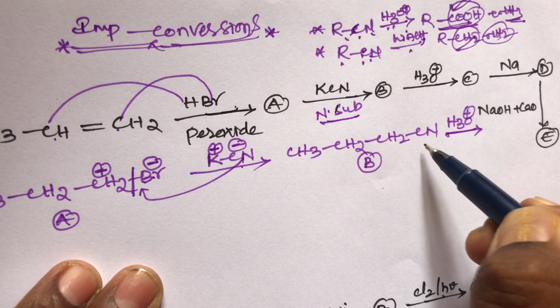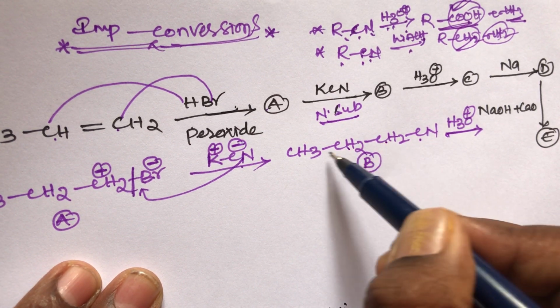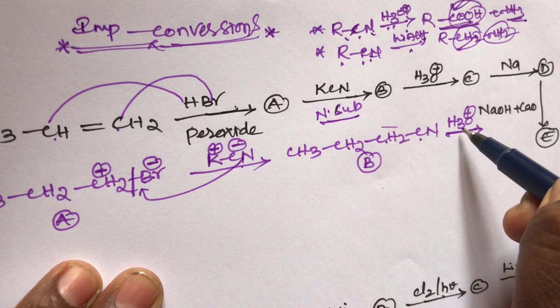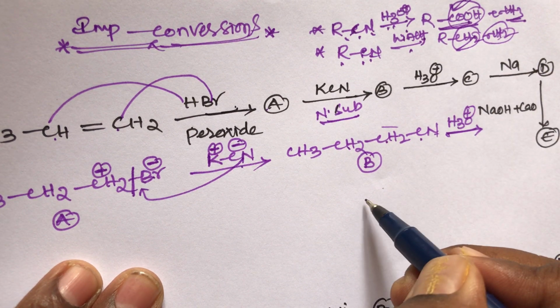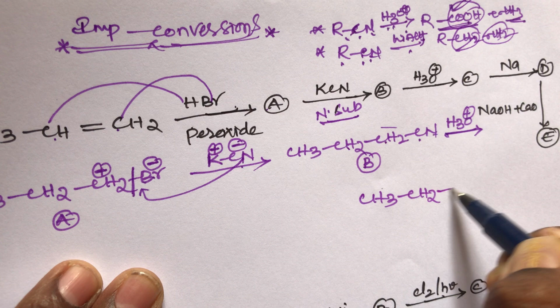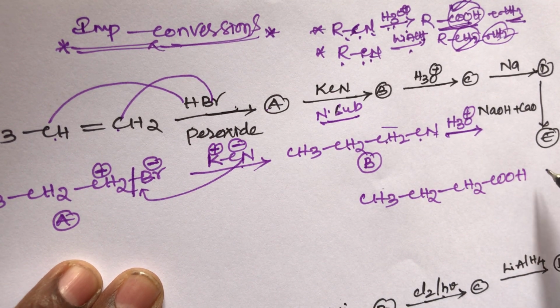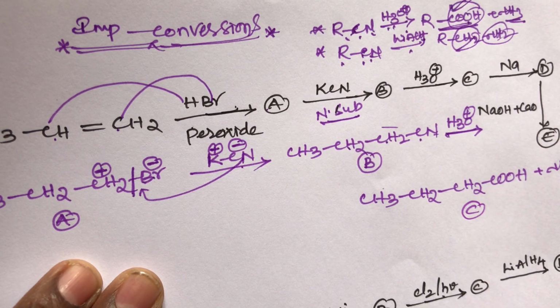In this step, the remaining part is the same CH3 CH2 CH2. This propyl group does not change. After that, this cyanide on hydrolysis gives acid. What is the final product? That is CH3 CH2 CH2 COOH plus NH3. This is the C compound.